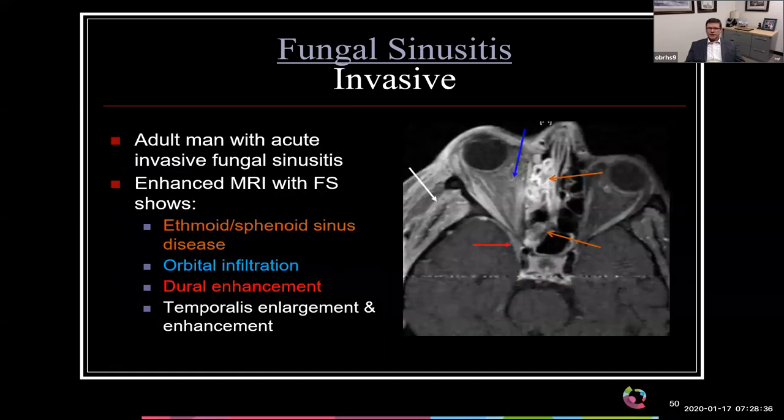So here is an adult man immunosuppressed with mucormycosis. And here we could see abnormal enhancement throughout the paranasal sinuses, focal area of decreased signal intensity within the right sphenoid sinus, significant extension into the orbits with associated proptosis, as well as extension into the suprazygomatic masticator space. And then you have intracranial extension with abnormal dural enhancement extending to the cavernous sinus.